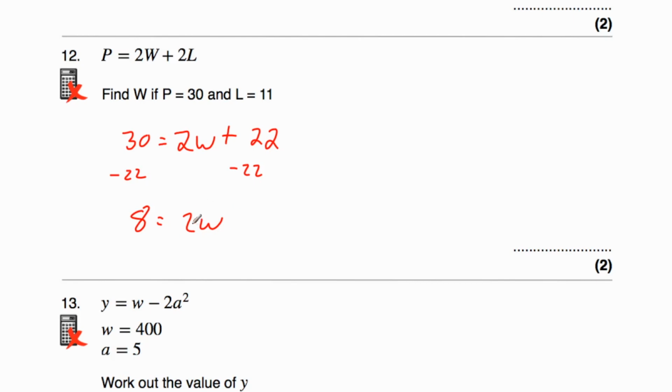Now we don't want 2 times W, we just want W, so let's get rid of this 2. This is times by 2, let's do the inverse, the opposite, so let's divide by 2 and divide by 2. 8 divided by 2 is 4, and 2W divided by 2 would just be W. So the answer is W is equal to 4. And we can check our answer. If W is equal to 4, that's 2 times W, which is 8, and 2 times L, 2 times 11 is 22. 8 plus 22 is 30. So we've got the right answer.